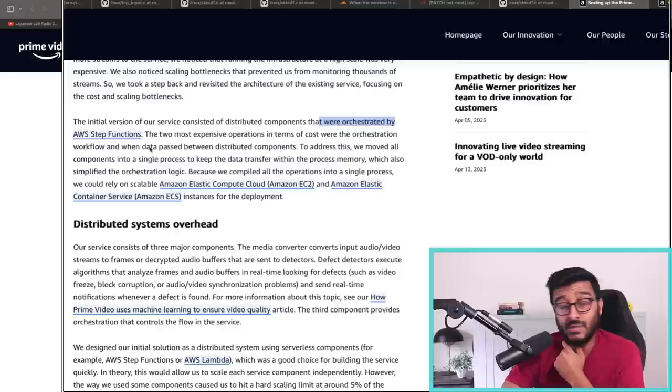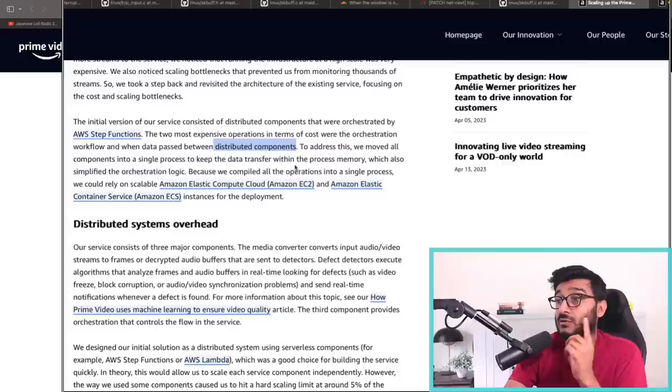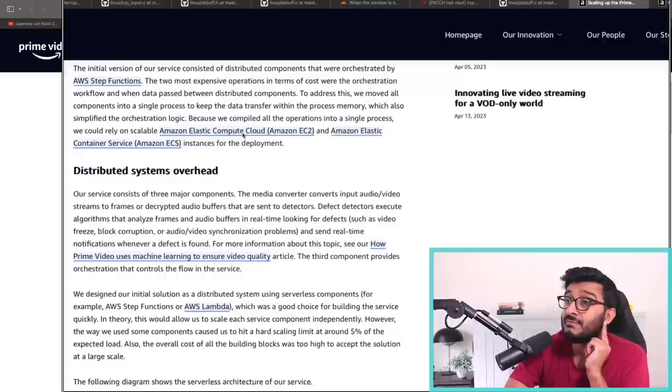The two expensive operations were the orchestration workflow and the data passing between distributed components, because now you're having these decoded frames and you're passing them around between microservices, of course it's going to be slow, right? To address this, we moved all components to a single process to keep the data transfer within the process memory, right?